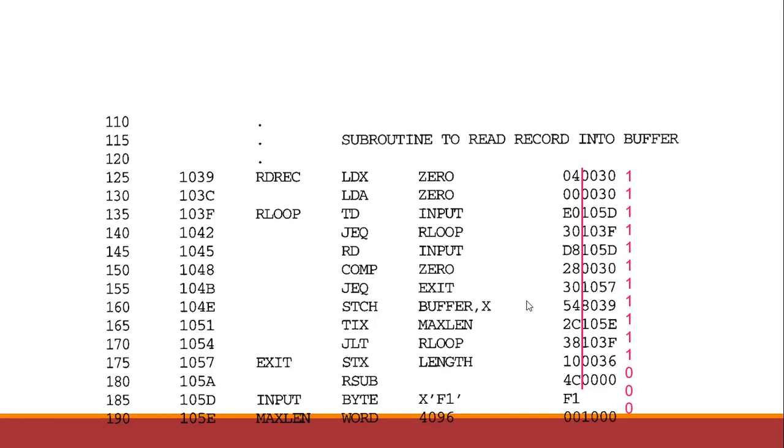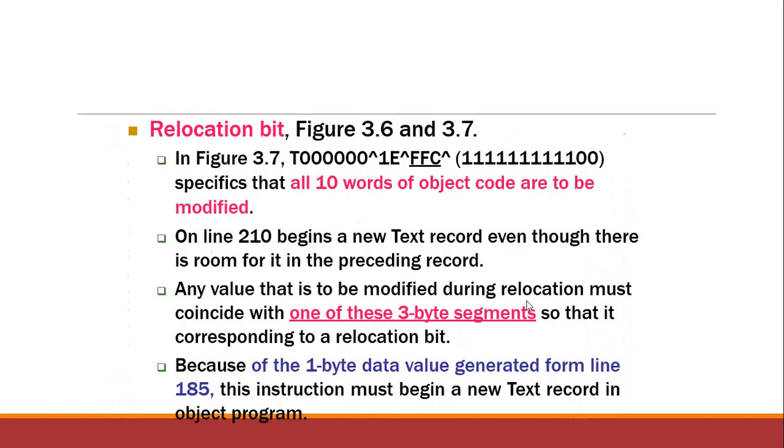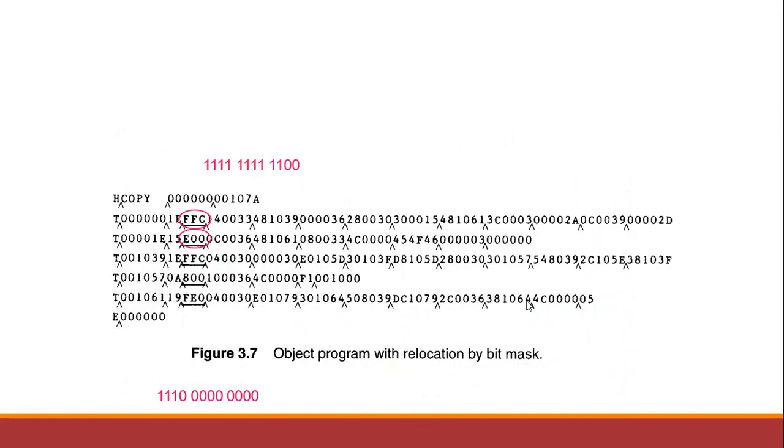So instead of that, we can use the simple method: a relocation bit, 1 bit for each object code, and specify it in a text record. So this is an object program for the bit mask. In the text record, we have the starting address and the length of the object text record. Here you are grouping 10 words. 10 words means 10 into 3, which is 30, in hexa 1E.